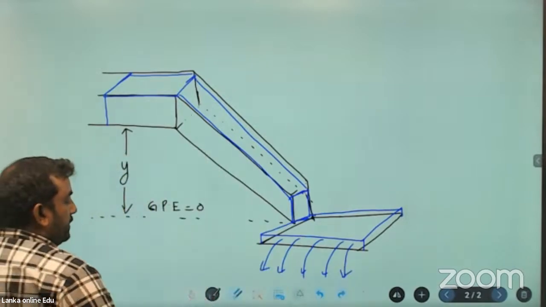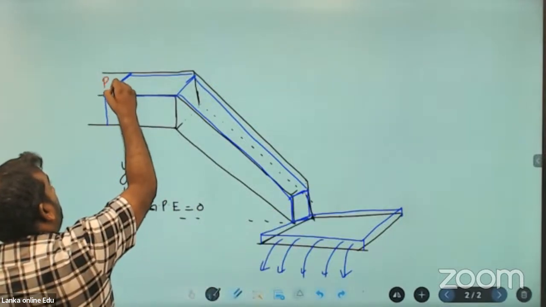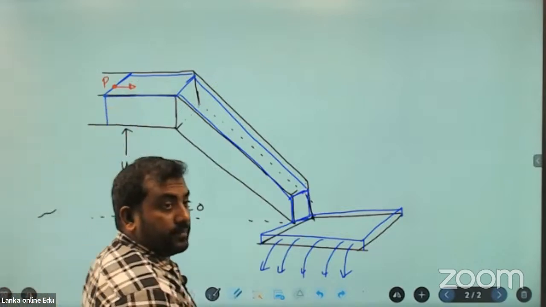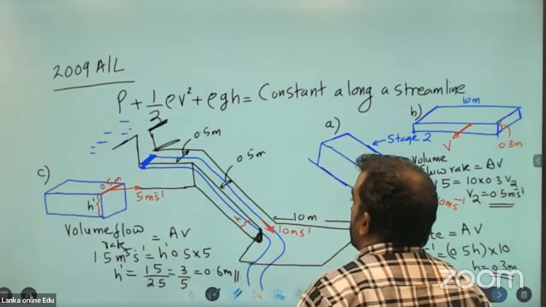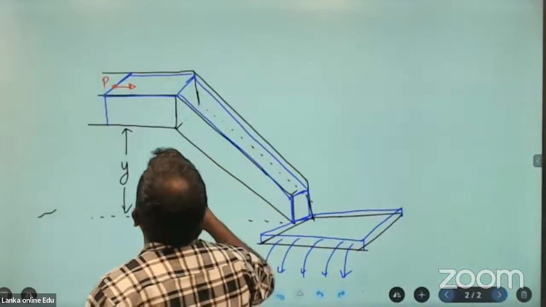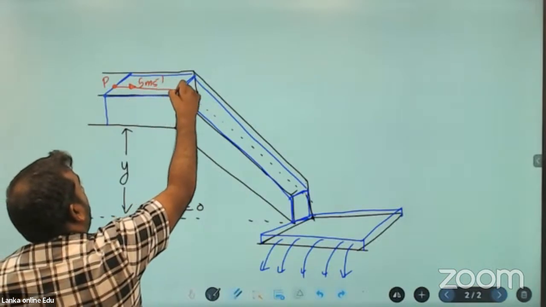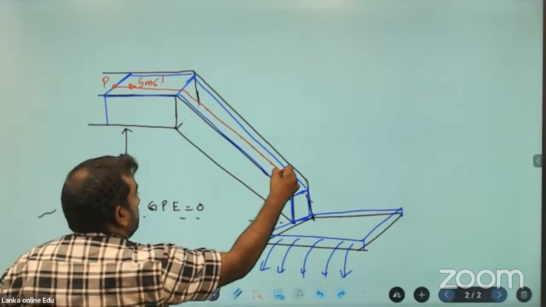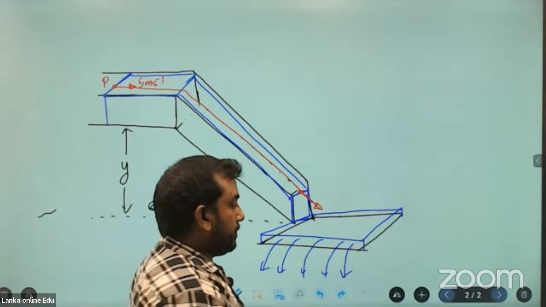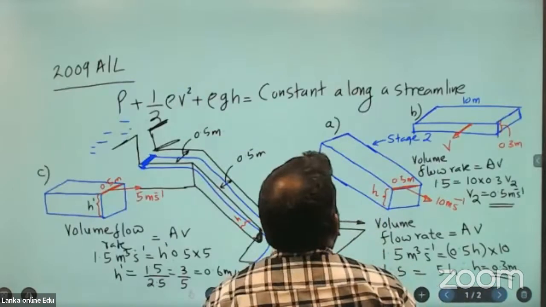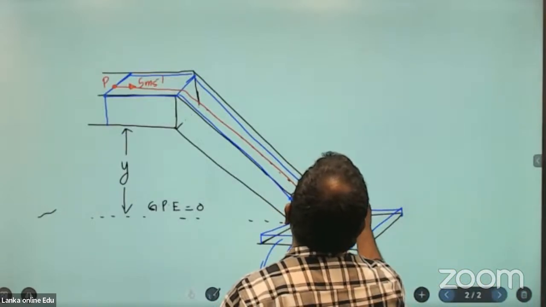What they are telling you here is water is coming out at atmospheric pressure. We know the velocity here. Actually, they have given you the velocity there. Velocity in stage number 1 is 5 meters per second. This is the streamline on top. Stage number 2, what is the velocity? Stage number 2 velocity is 10 meters per second.